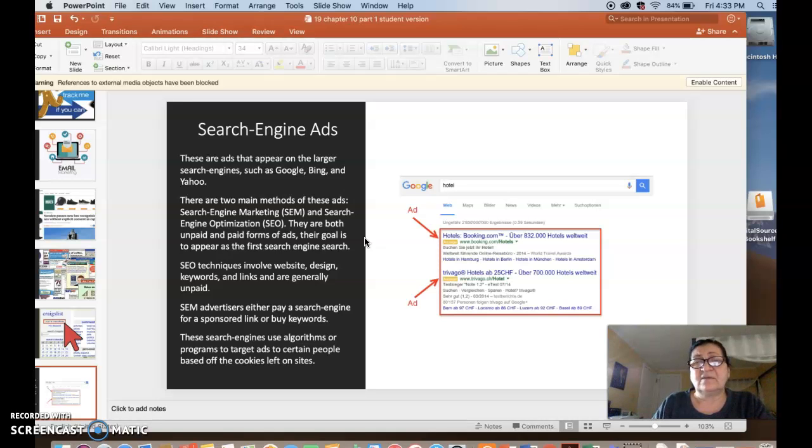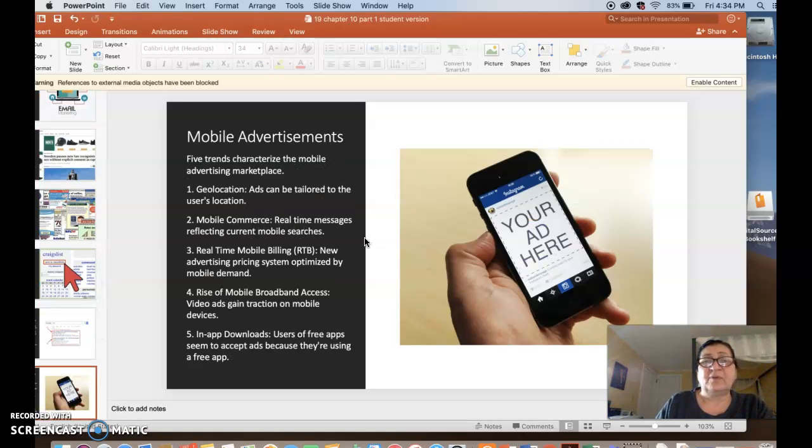Search engine ads are incorporated in the algorithm of a search engine. Google, Bing, and Yahoo. There are different methods for these ads. Search engine marketing and search engine optimization are the ways that involve websites, their design, keywords. Generally, these are unpaid ads, but they either pay the search engine upfront or by keywords. So these search engines are based on algorithms or programs to target ads to certain people based on cookies that people leave on their sites.